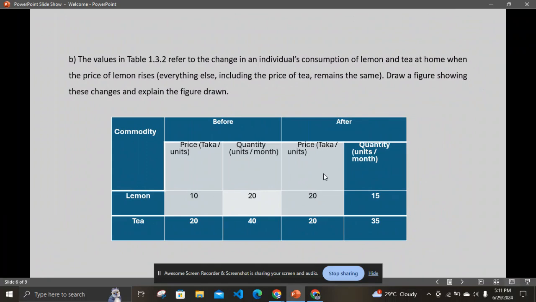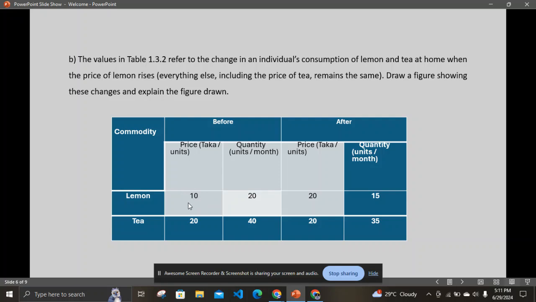So, like the previous problem set, we also see here the two commodities. One is lemon, one is tea. Though they are not substitutes, or to some extent they can be, tea and coffee could be a great example of substitutes. So let's see lemon.